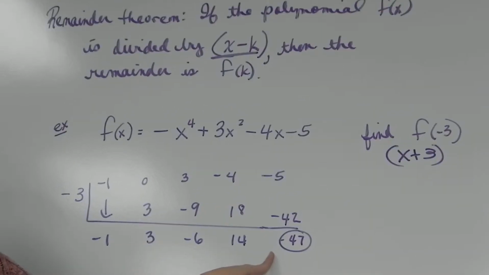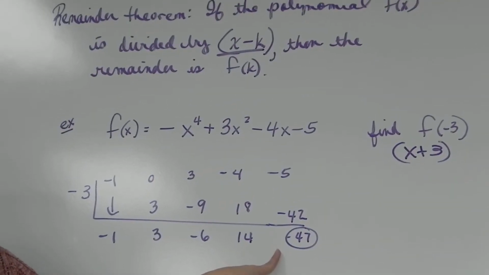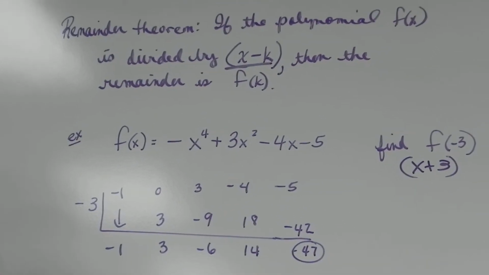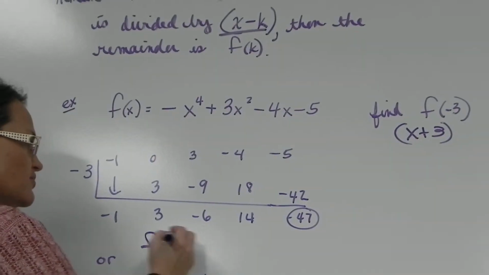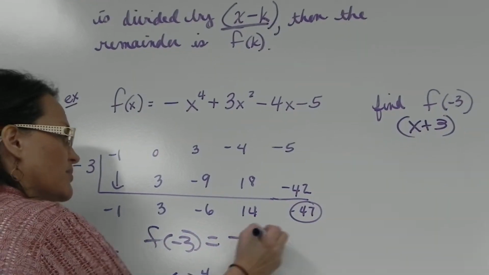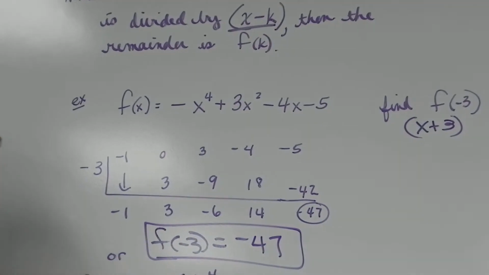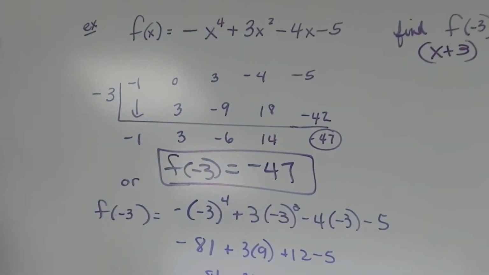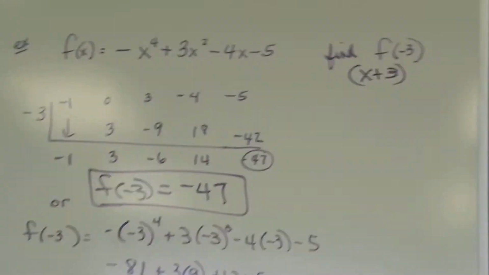If it said find f of k, and this is what the question was, find f of negative 3, f of negative 3 equals the remainder, negative 47. All right, so if that's the question, only list the remainder.